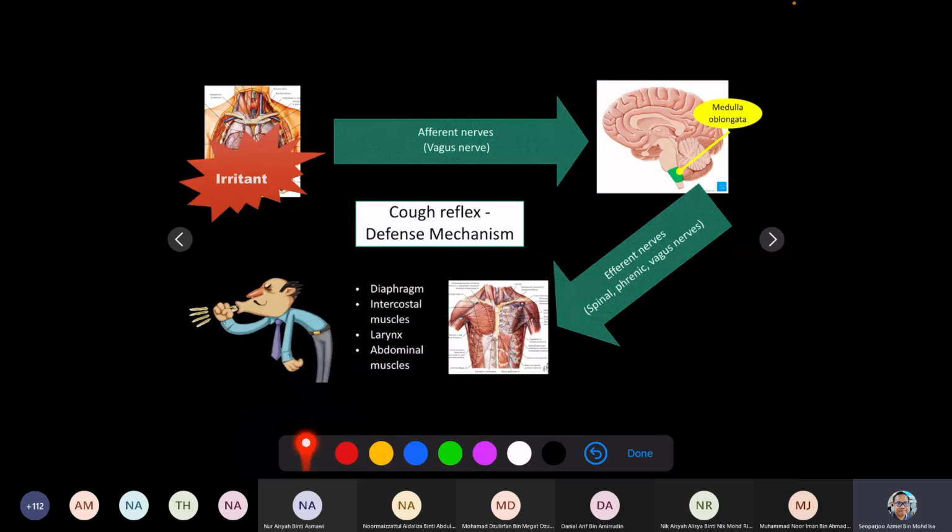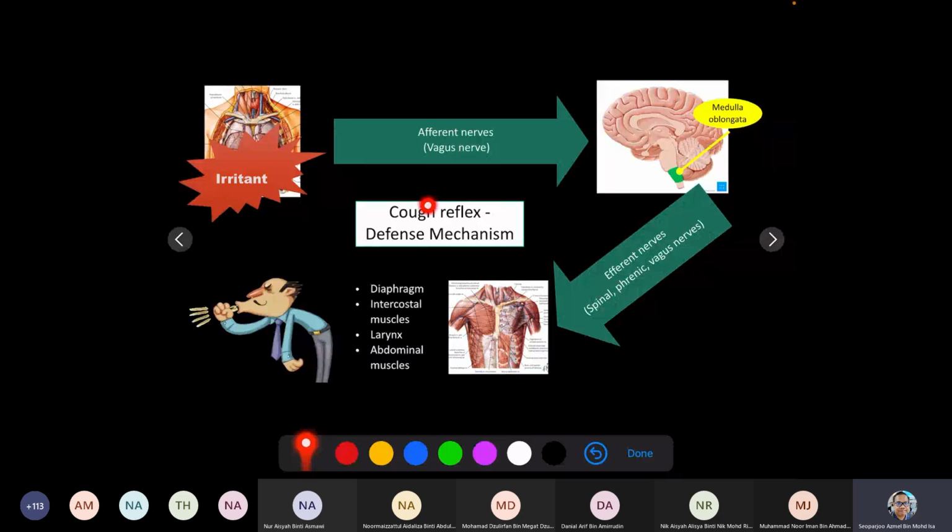So again, one of the important protective mechanisms that we have in our body is the cough reflex. It is a defense mechanism. I'm just explaining a very simplified process. But in detail, you need to go back to the physiology lecture to see how this reflex works.